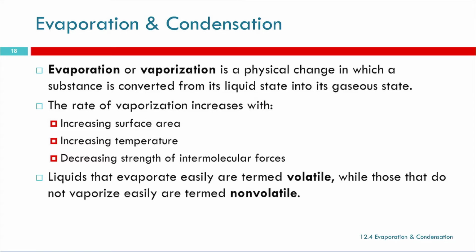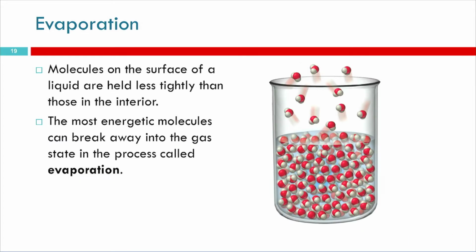Decreasing strength of intermolecular forces is related to the type of molecules that we're working with. So liquids that evaporate more easily are termed volatile, while those that do not vaporize easily are termed non-volatile. Good test question right there. Definition, true-false question for the definition of volatile. Evaporation. Sorry, we're still talking about evaporation, not condensation.